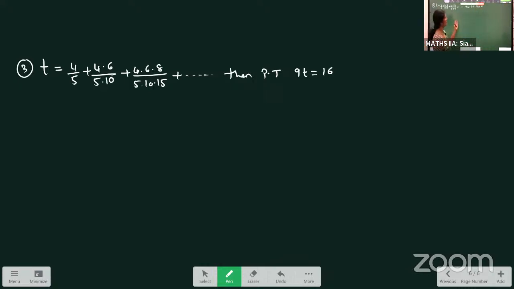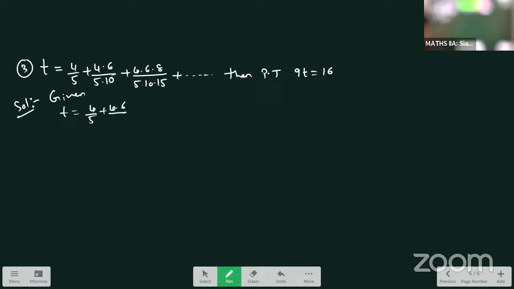This is also the same type of format. So to compare infinite series, which term do we have to add? How many terms are missing, that we have to check. Solution. First take the given series: t is equal to 4 by 5 plus 4 into 6 by 5 into 10 plus 4 into 6 into 8 by 5 into 10 into 15 plus so on is given.